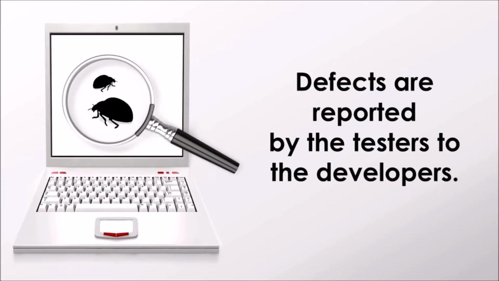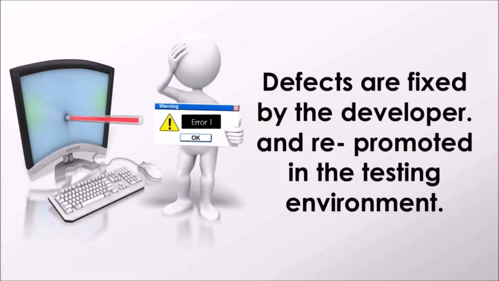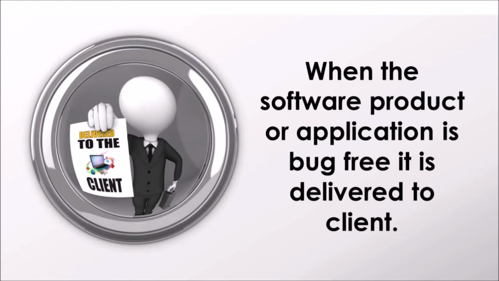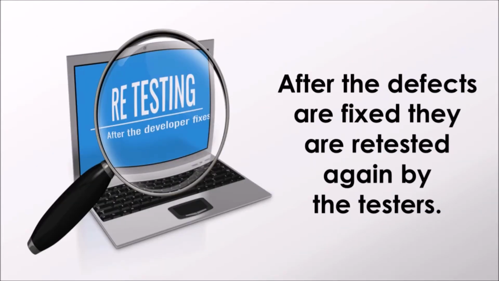Multiple defects are found during testing. Defects are fixed by the developer and re-promoted in the testing environment. The developer fixes the errors and re-promotes the functionality again. After re-promotion, the tester again tests it. So it's called retesting, to ensure that the bugs reported earlier were fixed and are not causing impact on any other functionalities.